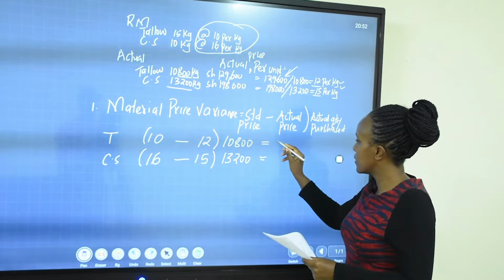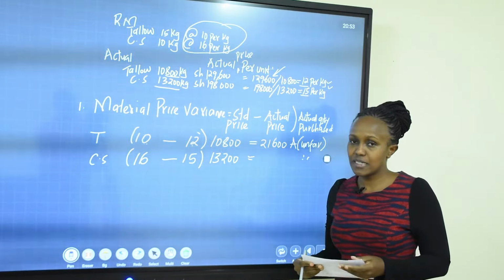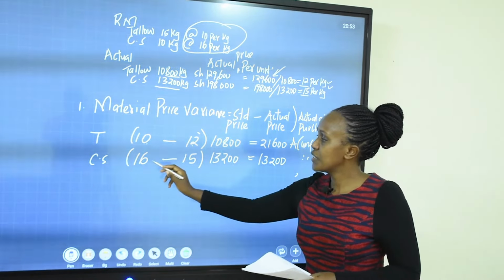21,600. By virtue of the actual price being bigger than the expected price, this variance is adverse, or unfavorable, meaning it is a negative variance. It is not good for the business because the actual price is more than the standard price. But for caustic soda, the difference is 1 shilling, and this gives us 13,200. We had estimated to buy at 16 shillings, but we bought at 15 shillings. So it is a positive, favorable variance. We have to show whether it is favorable or unfavorable. And for the total, we can add the two.